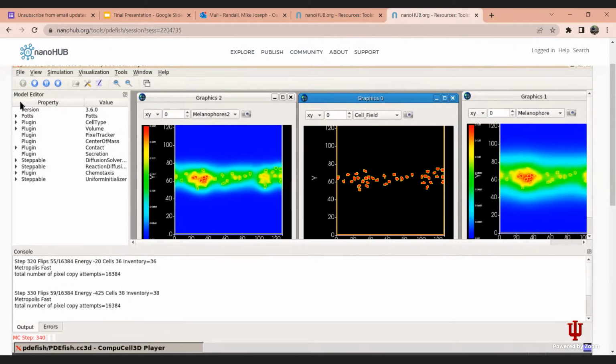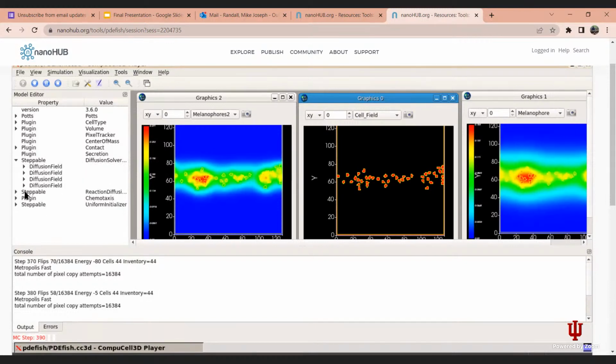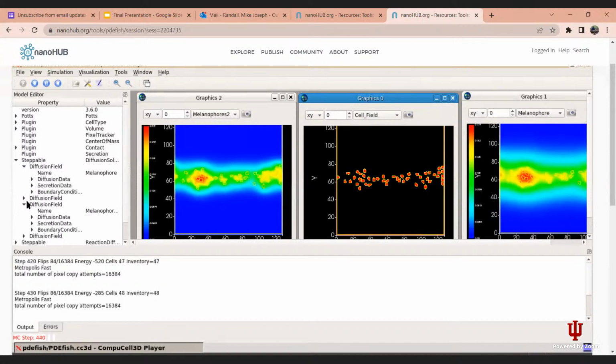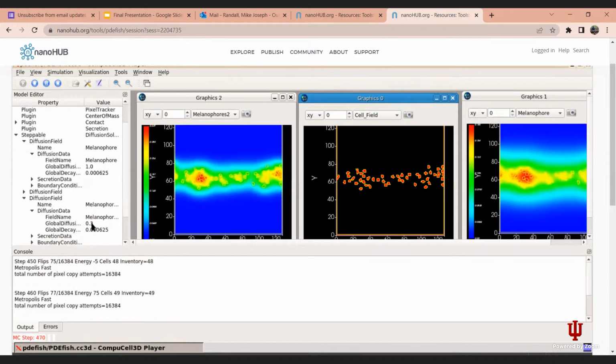Eventually, we'll start to see the xanthophores seeded in. But we can look at the diffusion fields here. So we have the 4 different types, the short range and long range for the melanophores and xanthophores. And so we can go ahead and change those in here. So the 1 and then the 0.3, so the third of the value for the ratio of short and long range.